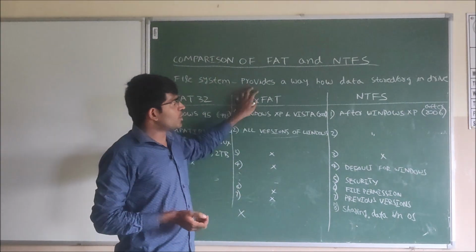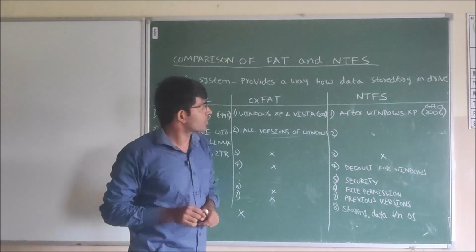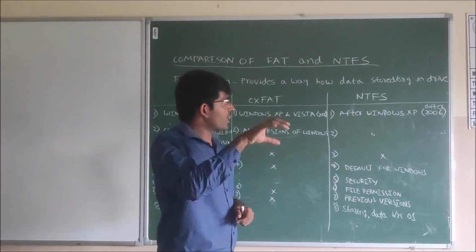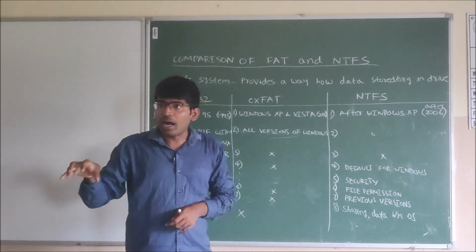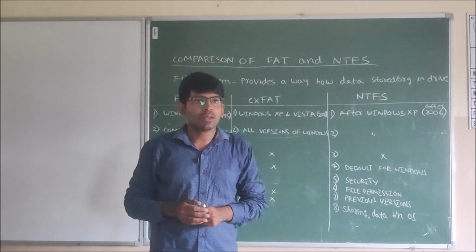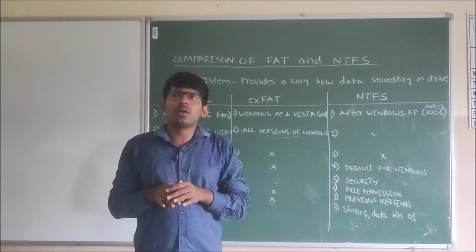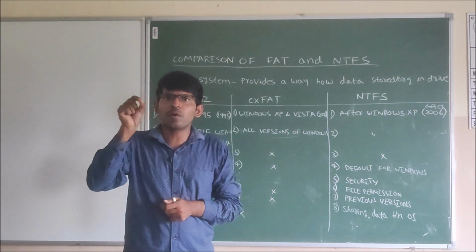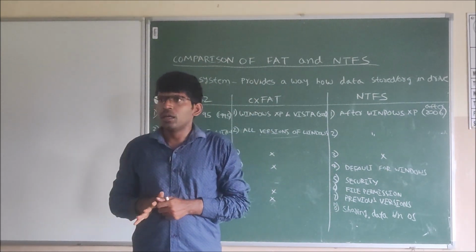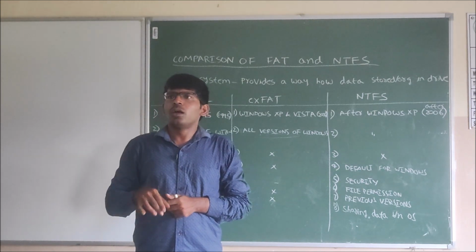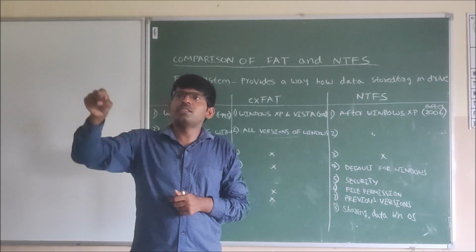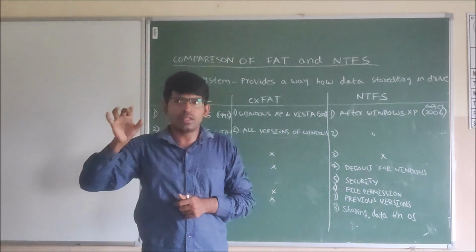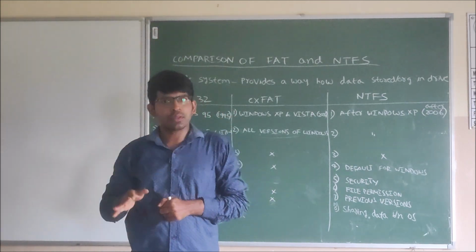A file system provides a way to organize how data is stored in a drive. So in a class example, if there are some 50 members and I want to know the location of a particular person, it is possible; I will show the location, he is in that particular place. That is what a file system is doing.